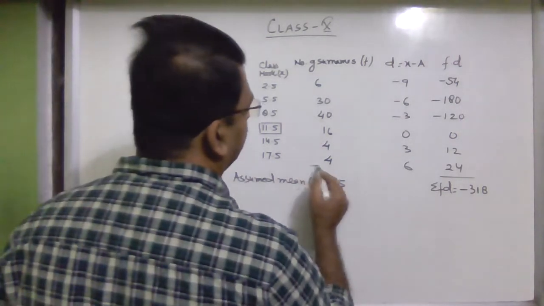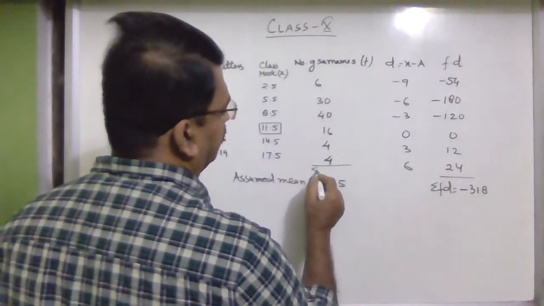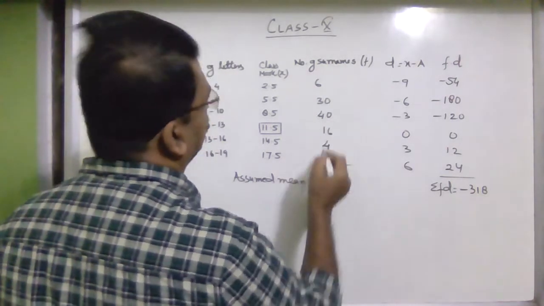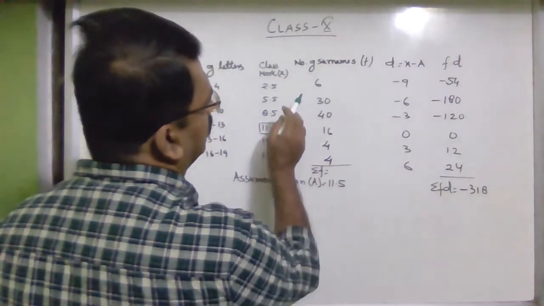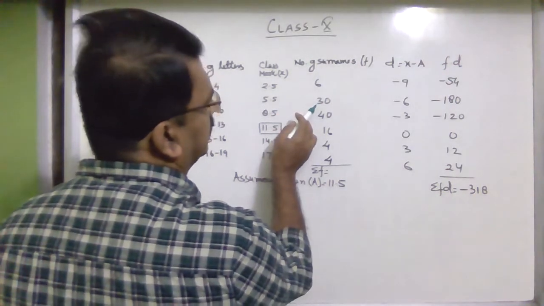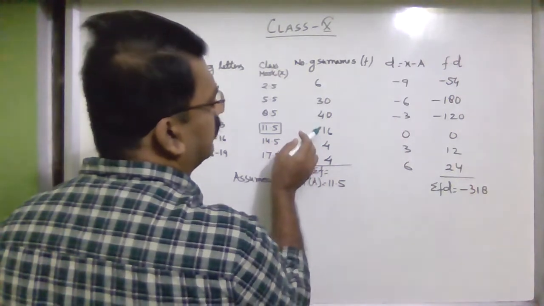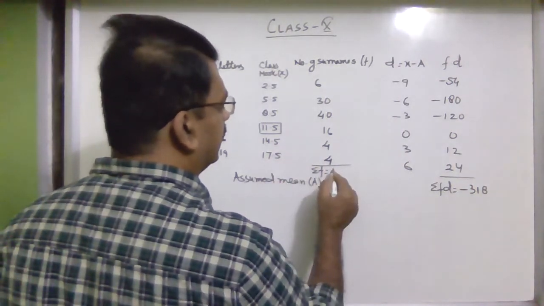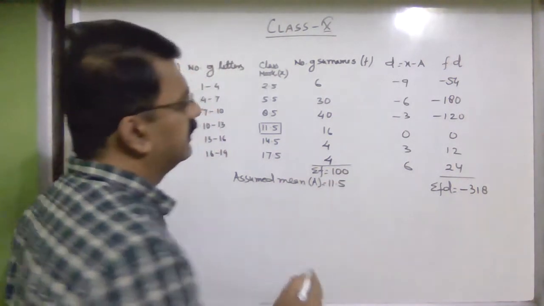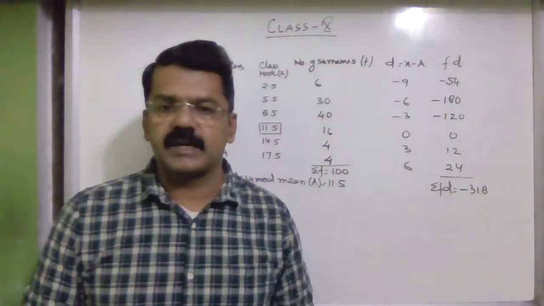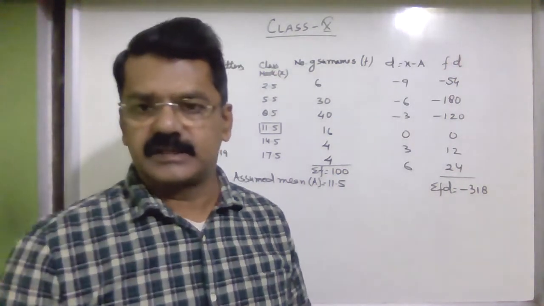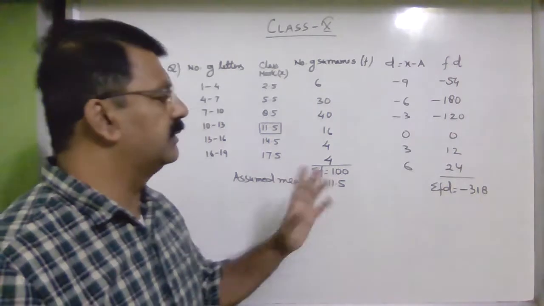Okay, now here you find out sigma f, sum of the frequencies. So 6 plus 30 will be 36, plus 40 is 76. 76 and 20 will be 96 and 4, 100. In the question they have also written that 100 surnames are selected randomly. So sigma f will be 100.